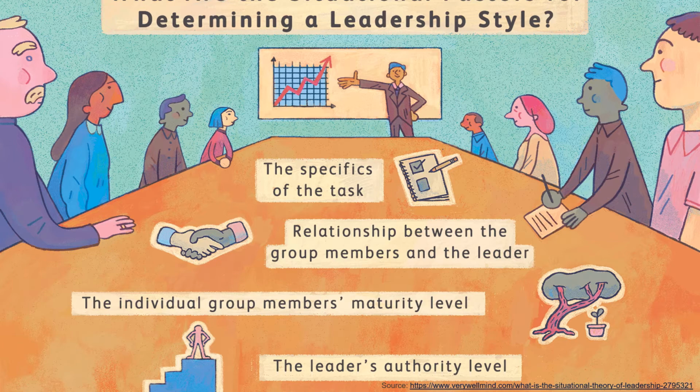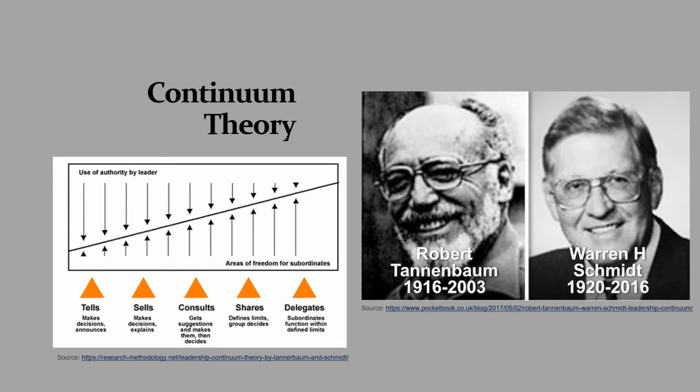The 3 components that define the type of leadership are the type of task, personality of the leader, and the composition of the group being led. Internal and external factors include size of the organization, technology that is being used, leadership style, and how the organization adapts the leadership. In 1958, Robert Tannenbaum and Warren Schmidt proposed continuum theory.